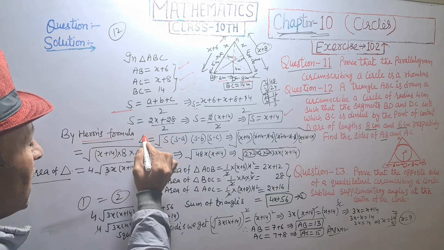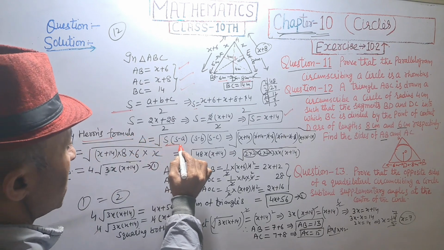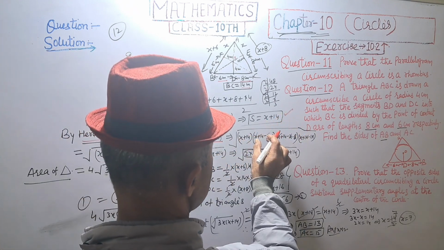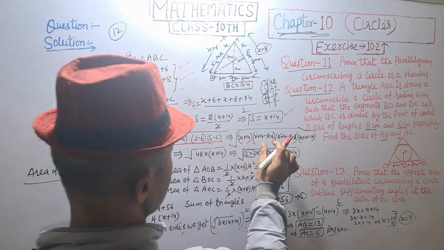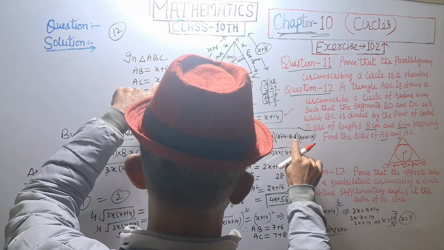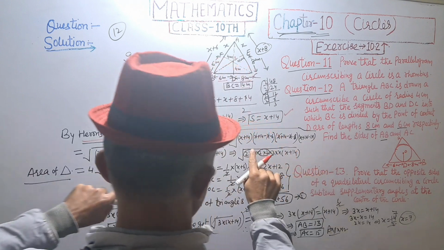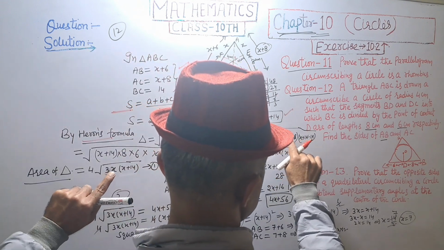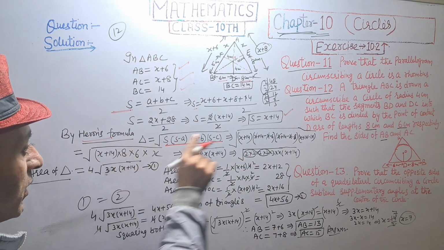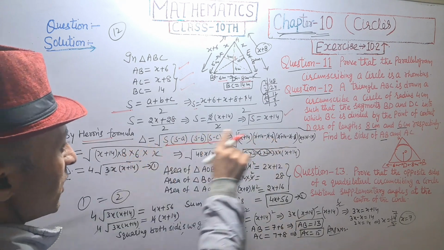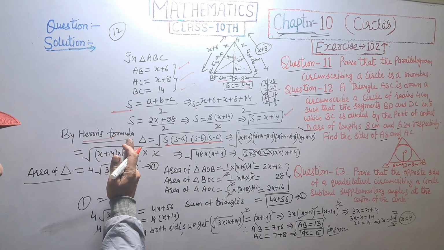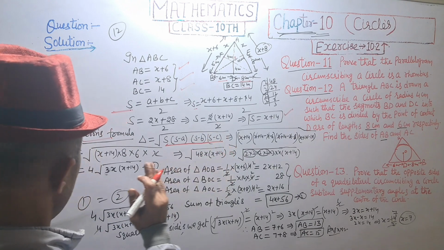By Heron's formula, area of triangle ABC is equal to root of S into S minus A into S minus B into S minus C. S is equal to x plus 14. x plus 14 minus A is x plus 14 minus x plus 6, that will be 8. x plus 14 minus x minus 8, 14 minus 8 is 6. x plus 14 minus 14, x is cancelled, 14 is cancelled, we get x. And 6 8s are 48, x into x plus 14.